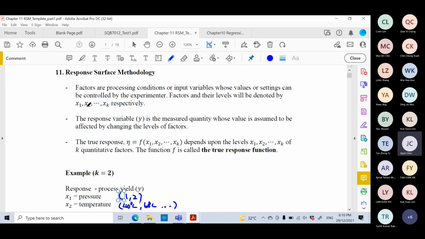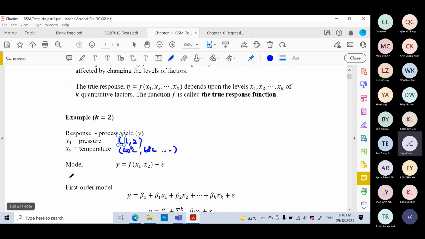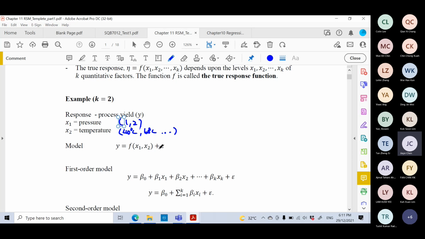Or some of you who studied linear regression before, all these are called the independent variables. Okay, so our model we can write in the following way: y is equal to the response plus the error here. Okay. So the model is given here.